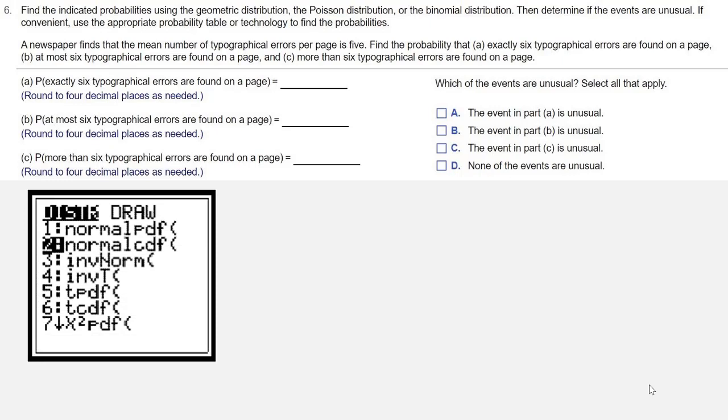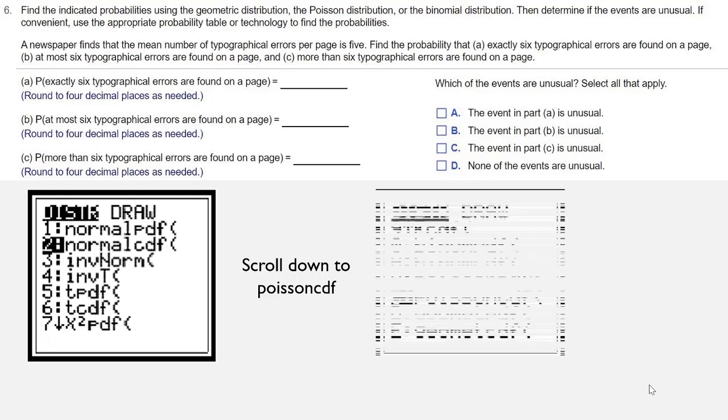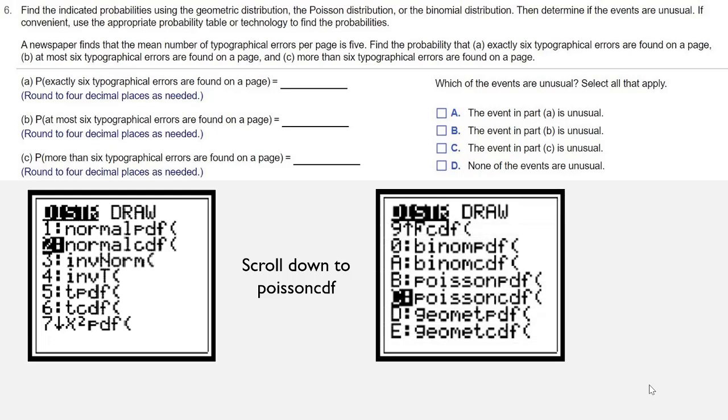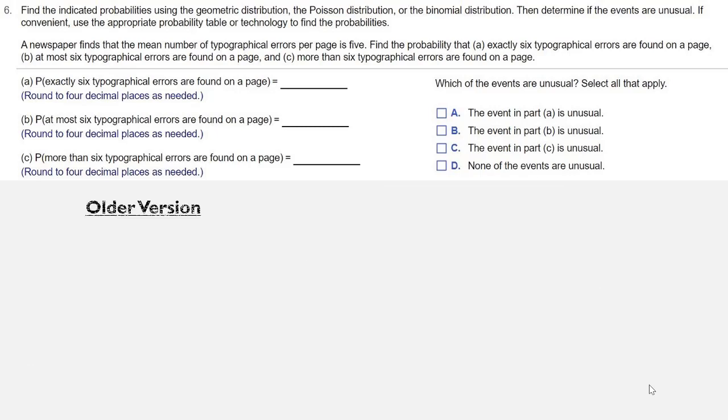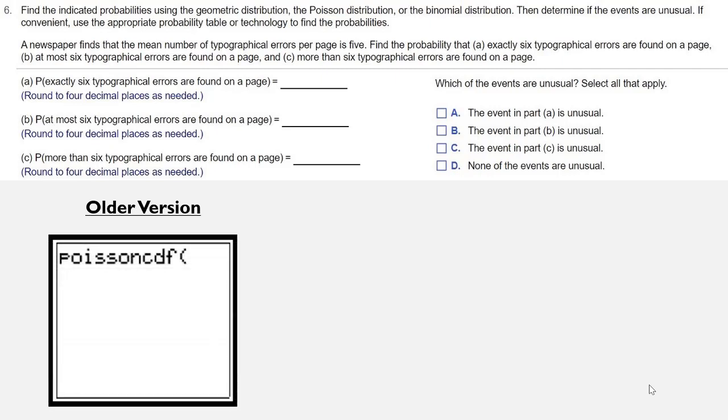Because we're looking at a Poisson here, we're going to scroll down to Poisson CDF. Whenever we want to add several values together, we always turn to a CDF formula. So we scroll down to where it says Poisson CDF, and we press enter. And this is where those 2 versions of the software diverge from one another. If you have the older version of the software, what you'll see is Poisson CDF will show up on your home screen, followed by a parentheses. And it's your job to fill in the rest of the formula.